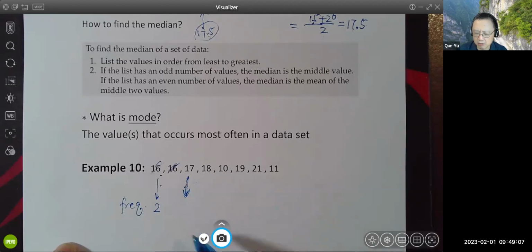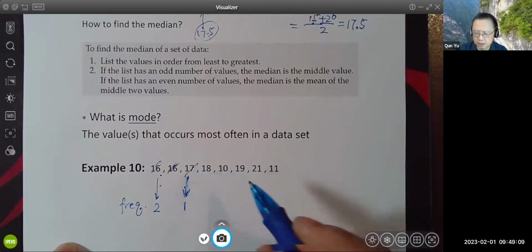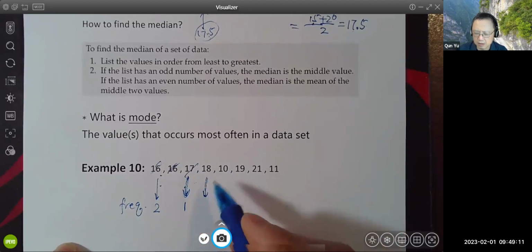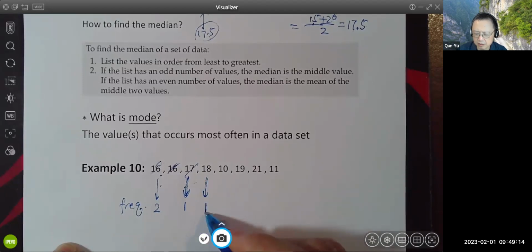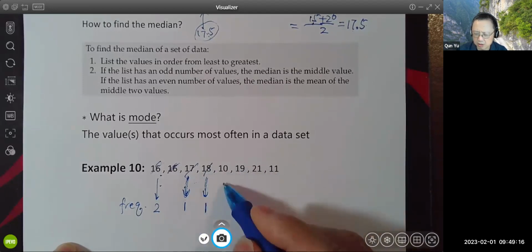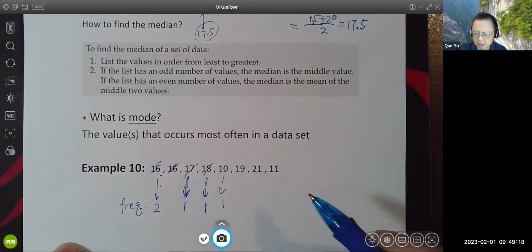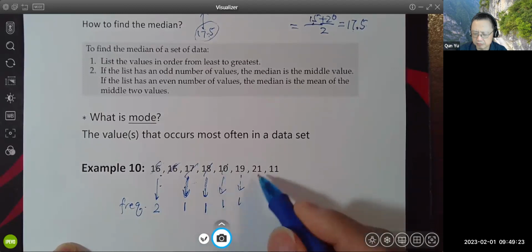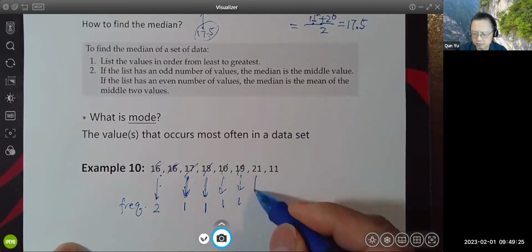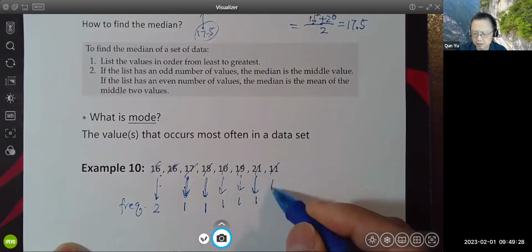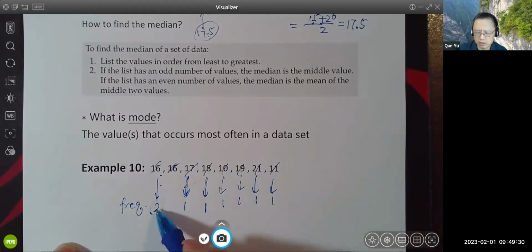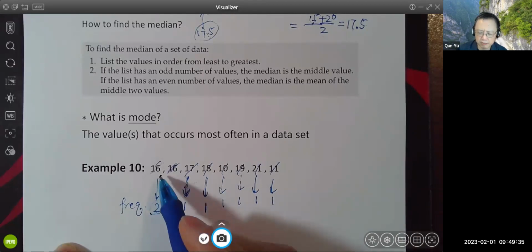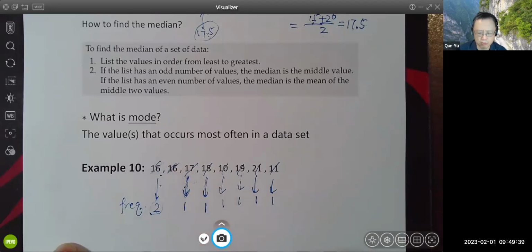17 occurs only once. Now 18 occurs one time. 10 also occurs one time. 19 also one time. They all occur one time. So apparently 2 is higher than any of these numbers. They happen to be the same. So this value occurs most frequently, most often.